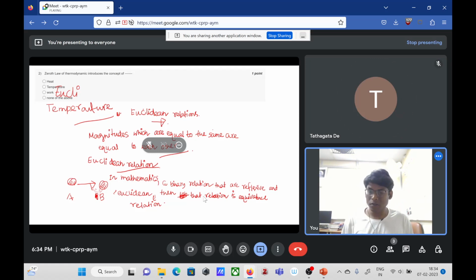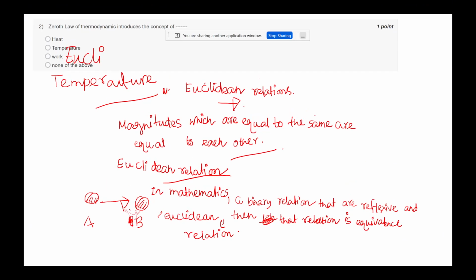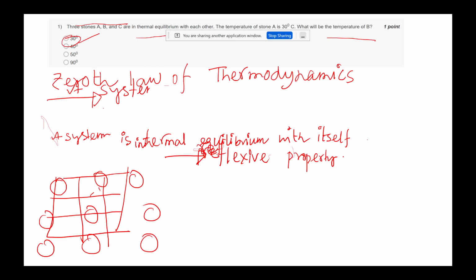So reflexive in the previous. Okay, I'm just coming back to this. So this reflexive property. It's a simple statement, but it says, let's say there is one system.